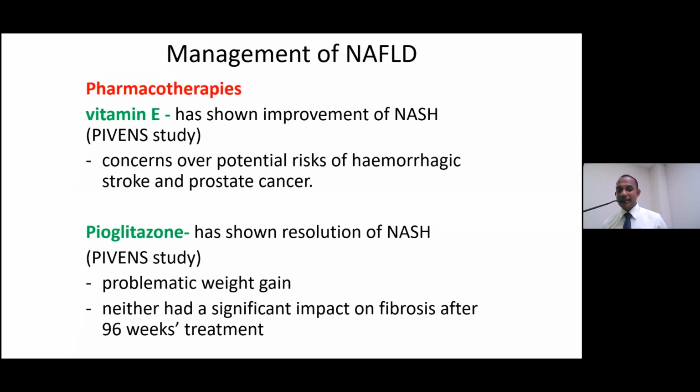Pioglitazone has been shown to resolve NASH in the same study, but most of the people will have problematic weight gain with that. But importantly, neither of these has shown a significant impact on fibrosis. We know that what is important in NASH is fibrosis more than everything, and there hasn't been any significant impact on the fibrosis after 96 weeks of treatment with both these agents. So these are being used, but lots of debates are going on about their importance.